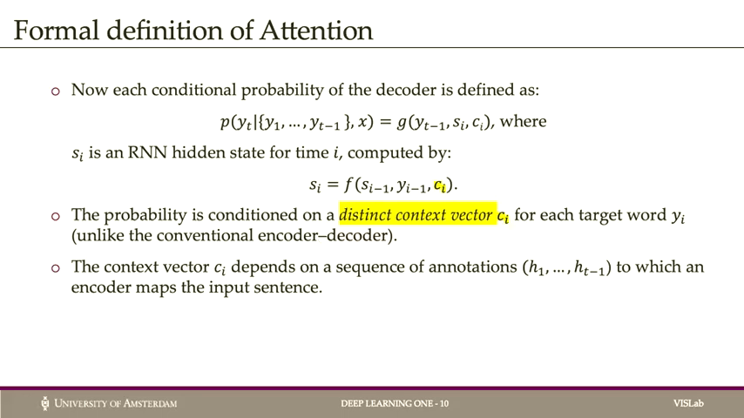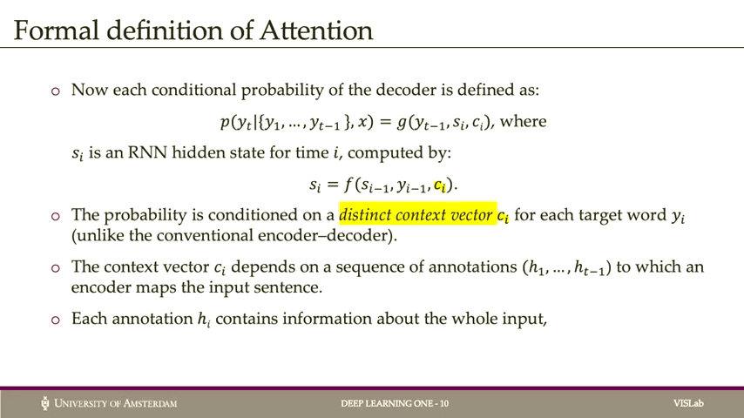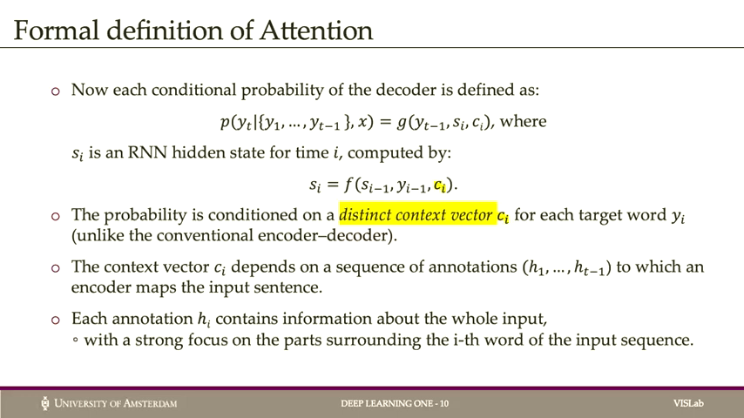Now this context vector, c_i, will depend on the sequence of annotations, which we will see what this means, to which the encoder maps the input sentence. Each annotation we can think of as a hidden state of the encoder. It contains information about the whole input, but with a strong focus on the parts that surround the given word in the input sequence. So h is the output of the encoder RNN.